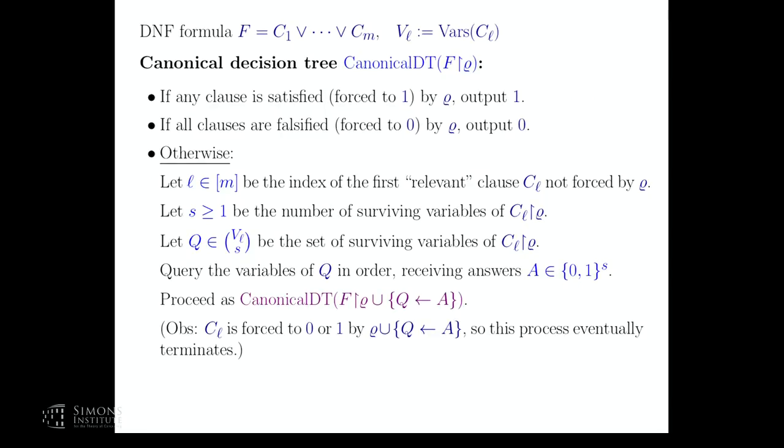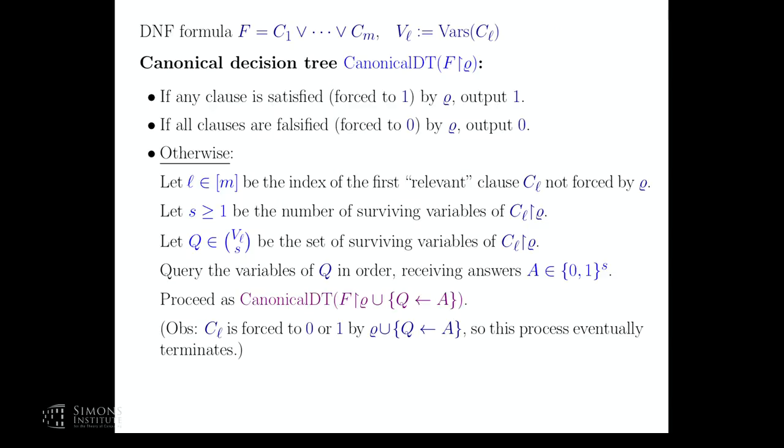To see that this is well defined, note that the lth clause is clearly forced to 0 or 1 under this extended restriction since we've now set all of its variables. Therefore, this process must eventually terminate. The next relevant clause in this process will always be greater than L.